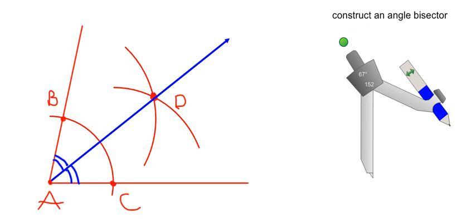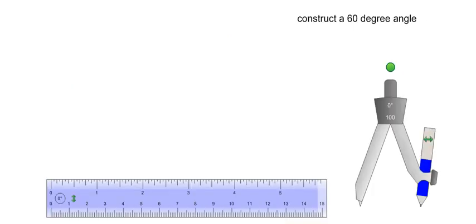Okay, the next construction is to construct a 60-degree angle. The best way that I can say this is that if we had an equilateral triangle, we know that each of the angles is going to be 60 degrees. We're essentially going to construct an equilateral triangle, and by that construction, with our compass, we'll come up with our 60-degree angle. So let me get rid of that.